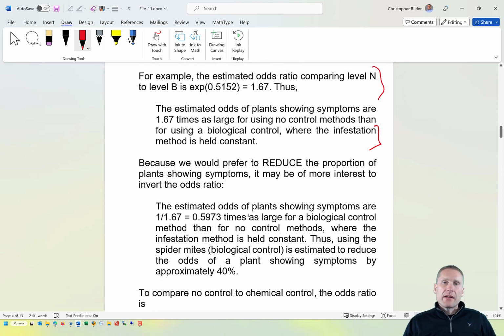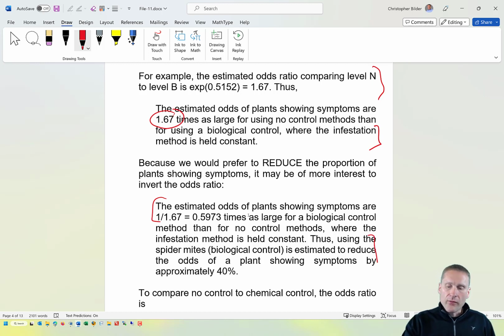Now, because we are interested in the reduction of these plants coming down with the virus or showing symptoms, it might be of interest in this particular case to actually invert the odds ratio rather than having it be greater than 1. So if I inverted this odds ratio, I could say the estimated odds of plants showing symptoms are about 0.6 times as large for a biological control method than for no control method. Thus, biological, in that case, you have less symptoms than you would with no control.